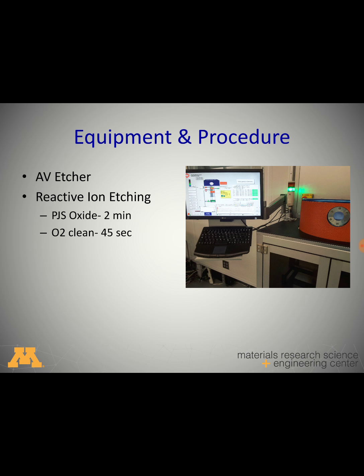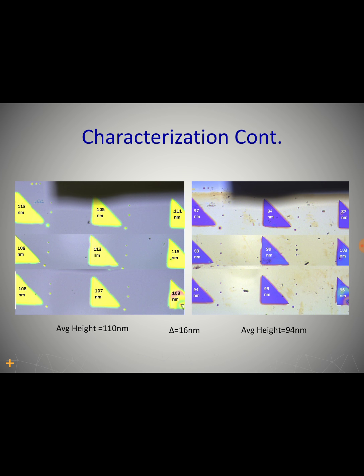And then we take it over to the reactive ion etching machines, or what we call the AV etcher. When that's done, we experiment with some PGS oxide recipes for about 2 minutes, because we're aiming for about 60 to 70 nanometers of these triangles. Well, that's what we're experimenting with. It's going to show us a difference before and after here. After applying this reactive ion etching procedure, we can see that we have a 16 nanometer difference in the height after this procedure.